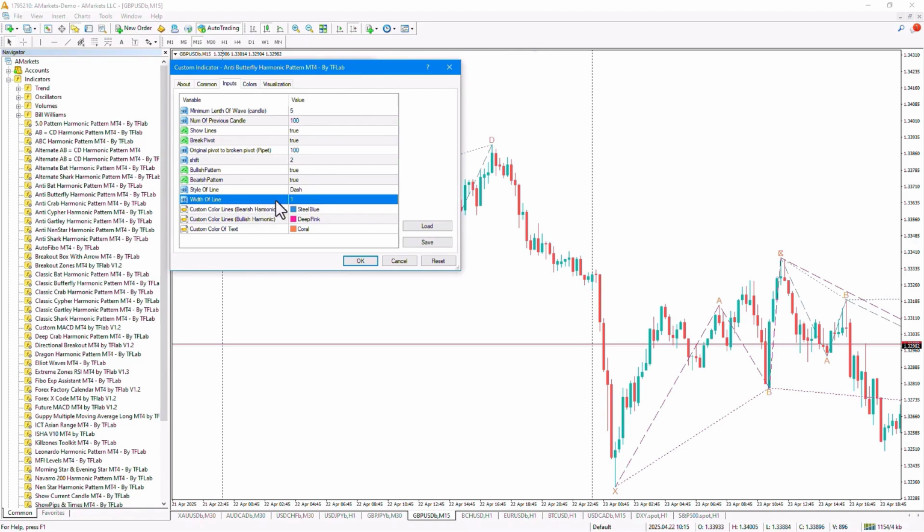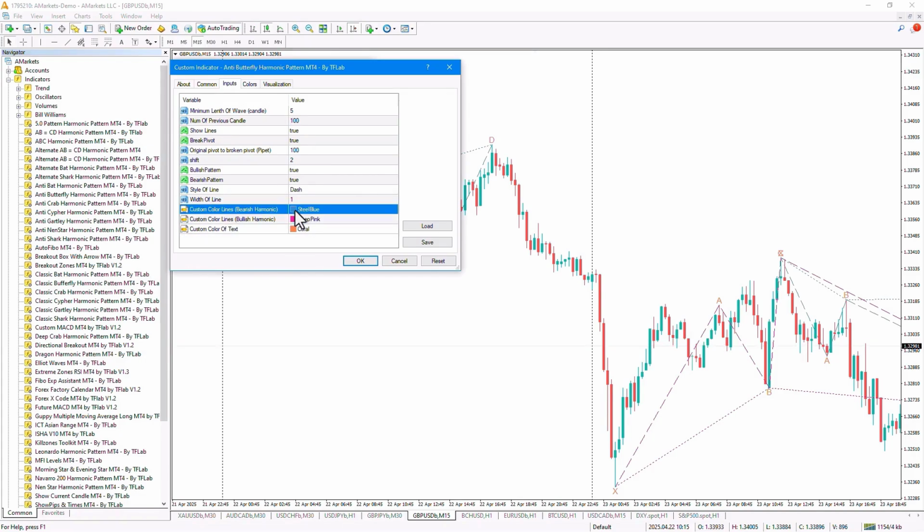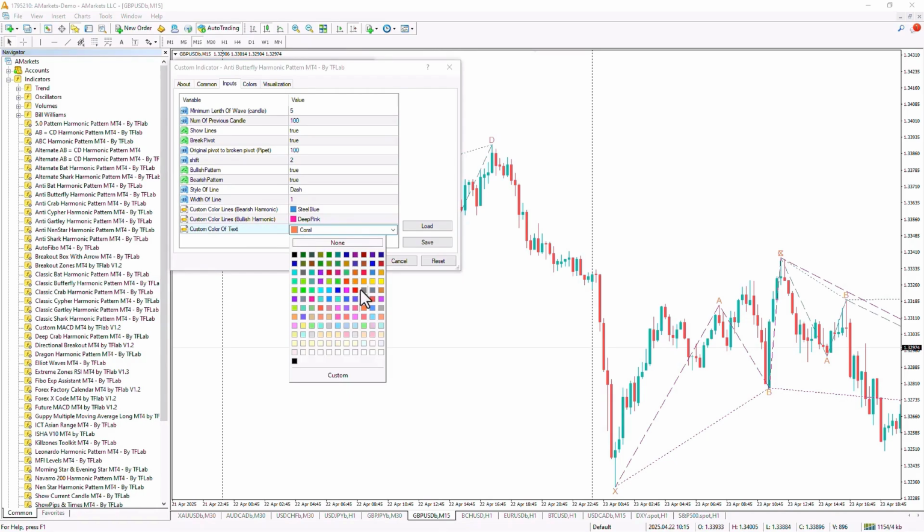In the next section, I can adjust the line thickness, which is set to 1 by default. And if I set this option to a value greater than 1, the indicator will automatically switch the drawing style to solid. In the next section, I can change the color of the bearish harmonic pattern, the color of the bullish harmonic pattern, and the color of the harmonic pattern label to any color I want.